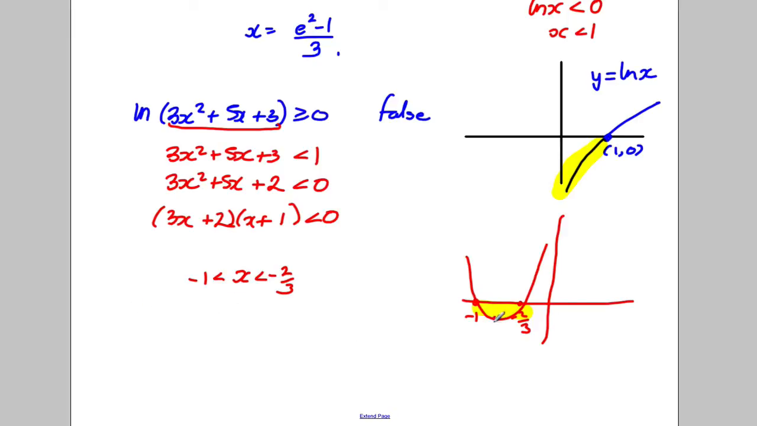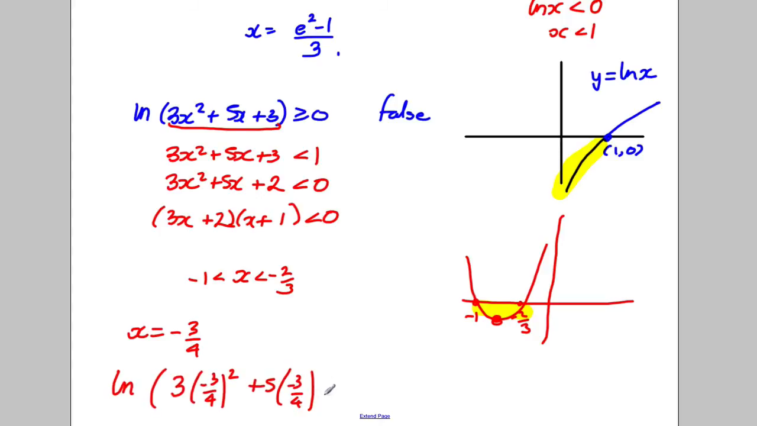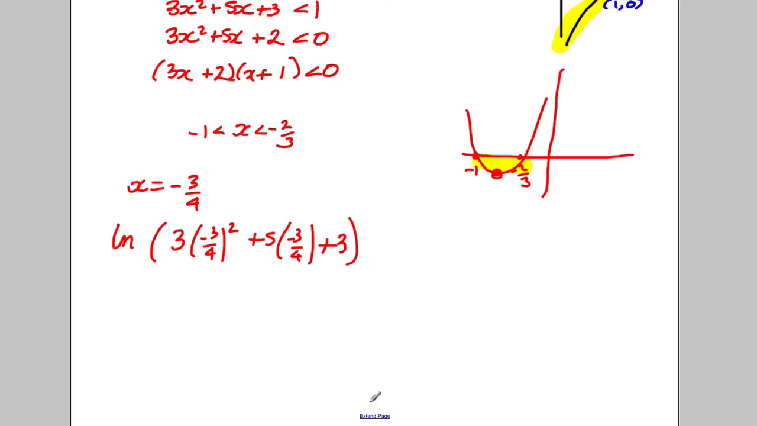So if you put any x value in this range, let's pick a value certainly between -1 and -2/3, for example -3/4. If you chose x to be -3/4, you would know that this quadratic would be less than 0, and hence the logarithm would be less than 0. So let's try that: the natural logarithm of 3(-3/4) squared add 5(-3/4) add 3. And let's check what you get when you do that.